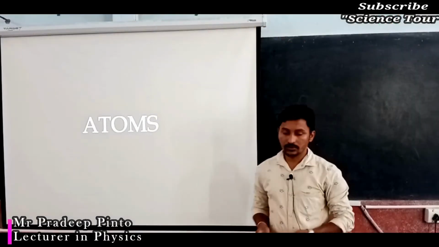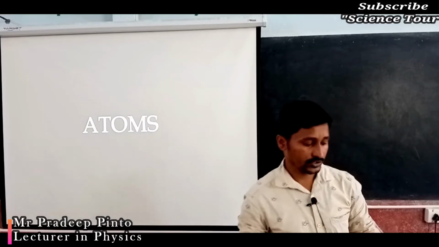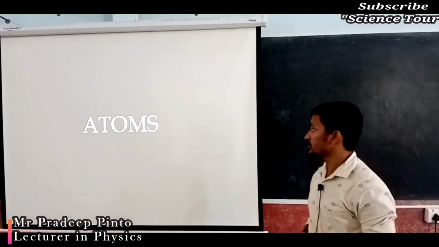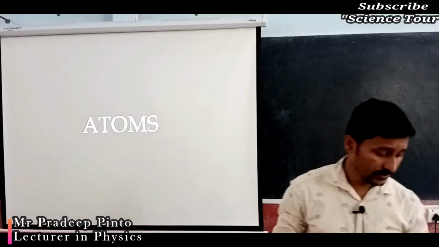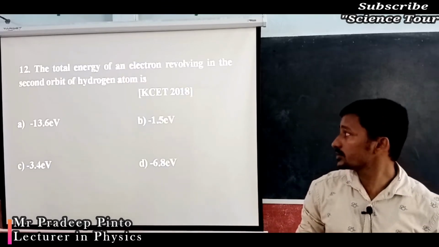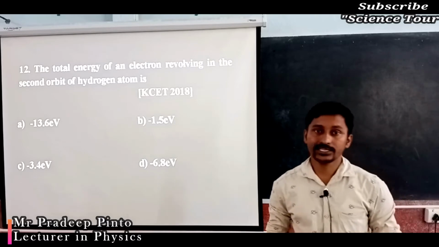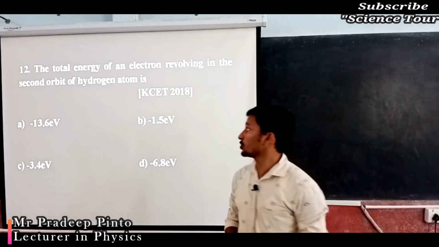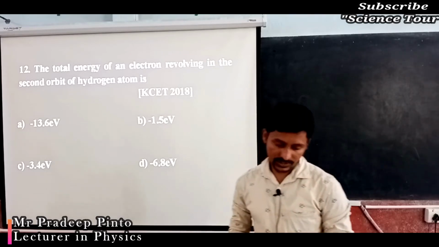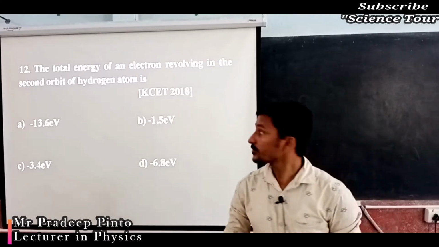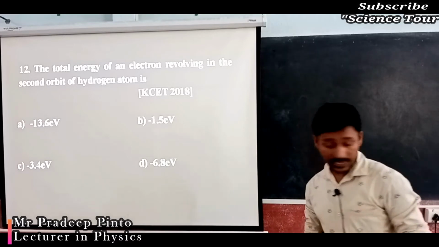Welcome once again to all of you. We were talking about the chapter atom, and already 10 to 11 questions we have solved in our previous videos. Today we are going to talk about the next question, that is, you can see on the screen, the total energy of an electron revolving in the second orbit of a hydrogen atom. The total energy of that we have discussed.